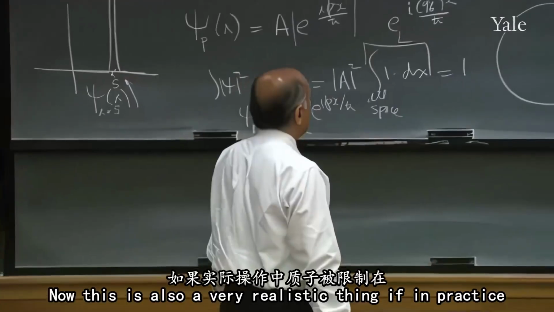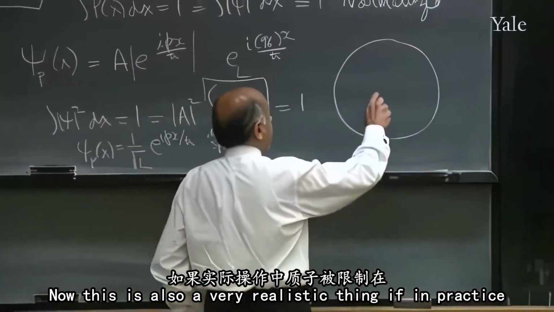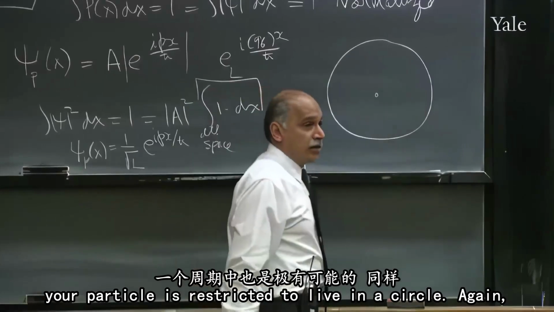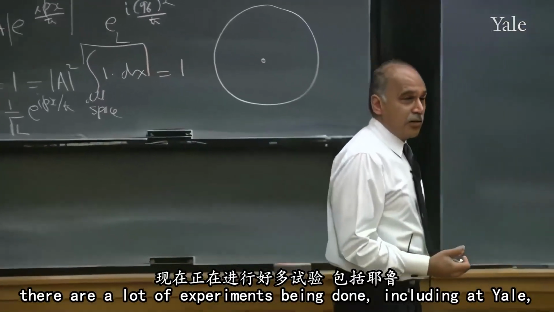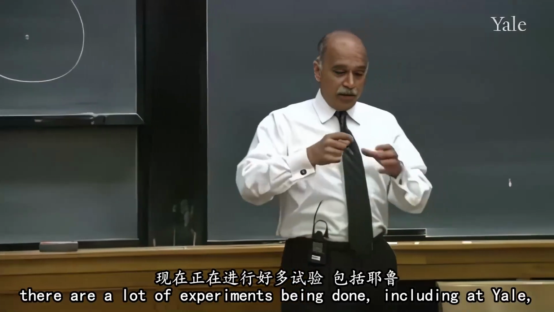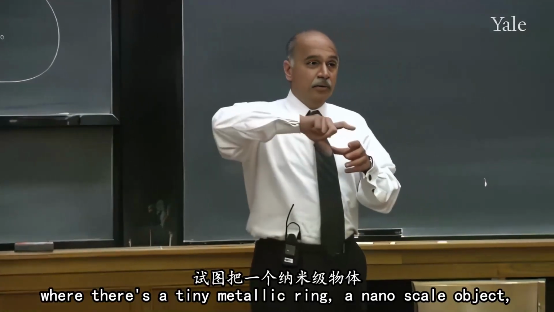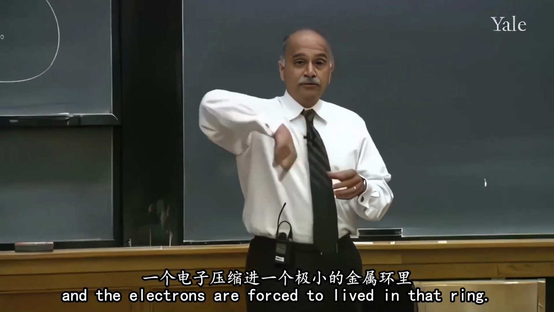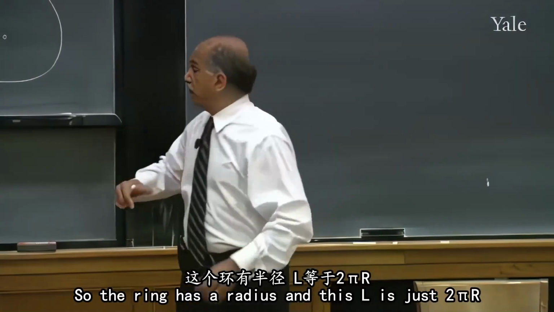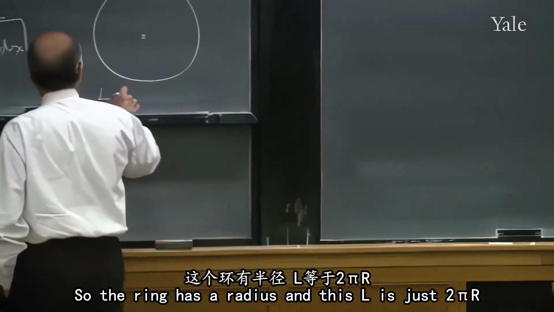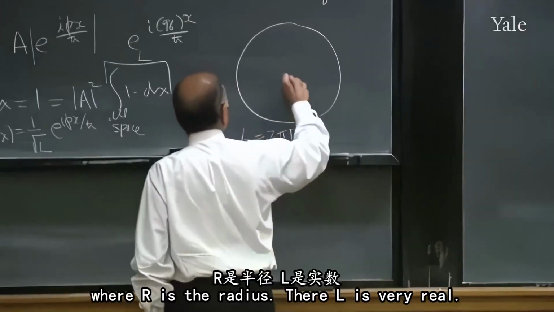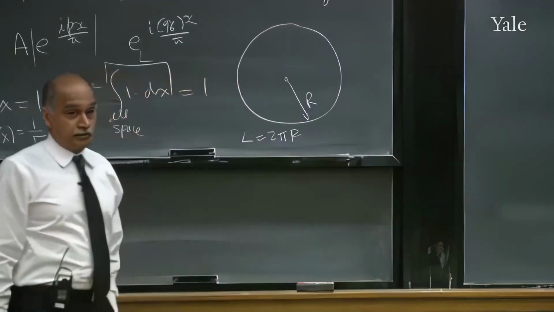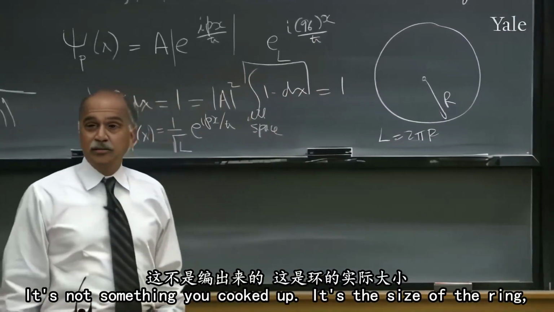Now, this is also a very realistic thing if in practice your particle is restricted to live in a circle. Again, there are a lot of experiments being done, including at Yale, where there's a tiny metallic ring, a nanoscale object, and electrons are forced to live in that ring. So the ring has a radius, and this L is just 2 pi r, where r is the radius. There, L is very real. It's not something we cooked up. It's the size of the ring.